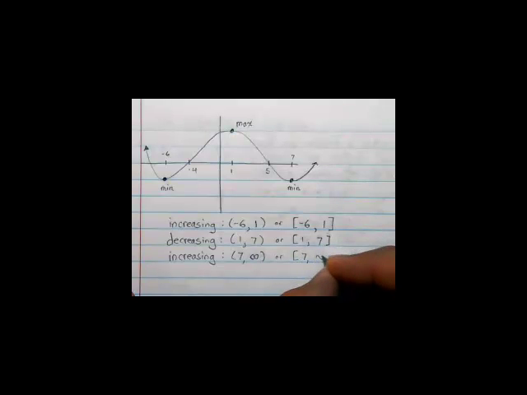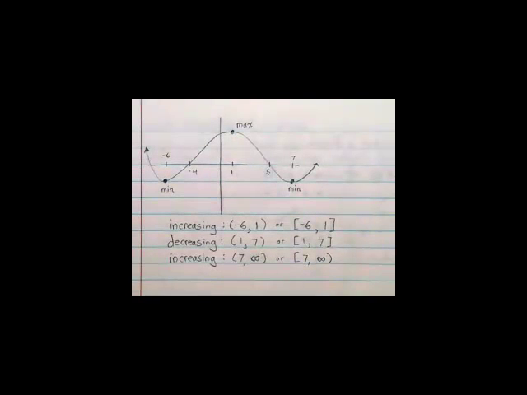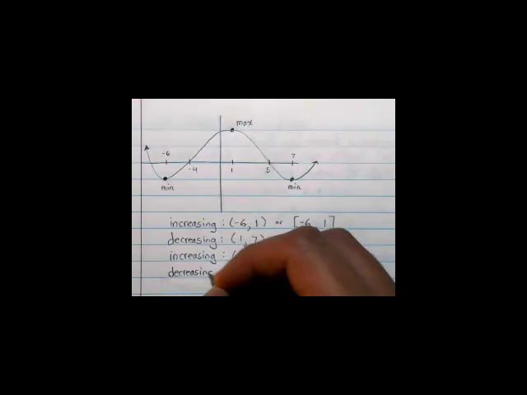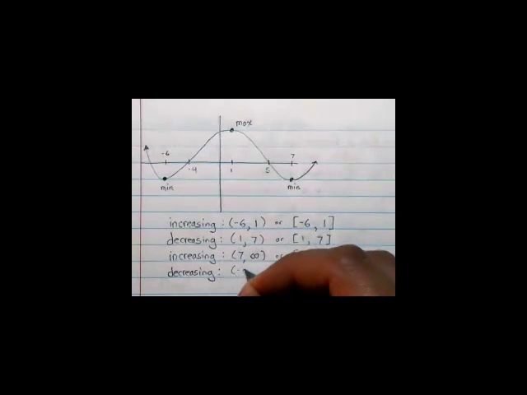Or again, could do it with a bracket. Just remember the infinity, though, it's never going to have a bracket, so can't do that. And then there's one more interval that we haven't described yet. Is it increasing or decreasing? It's decreasing from -infinity to -6. Yep. Or again, if you wanted to use the brackets, you could do that.